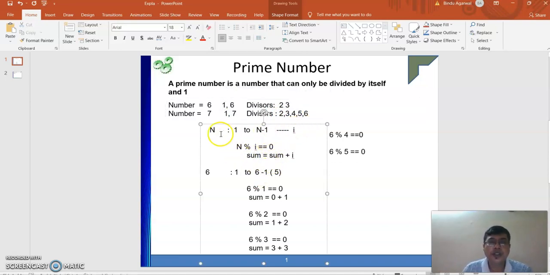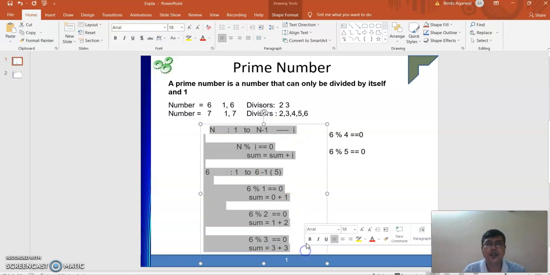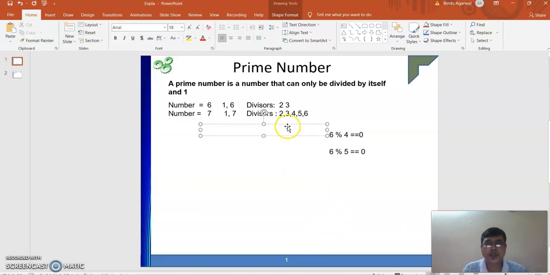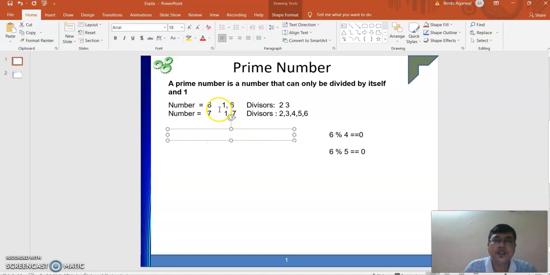Now how are we going to design the entire logic? As per the definition, it should be divisible only by 1 and the number itself. But we have seen that even a number that is not prime, like 6, is also divisible by 1 and itself. So the basic difference is that we check any number between 1 and the number itself, whether it can divide or not, and then we can easily find out whether a number is prime.